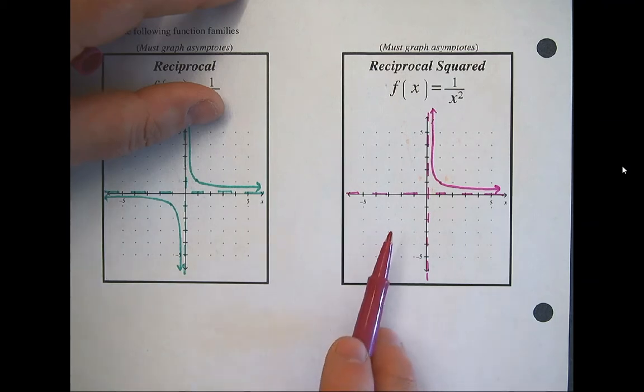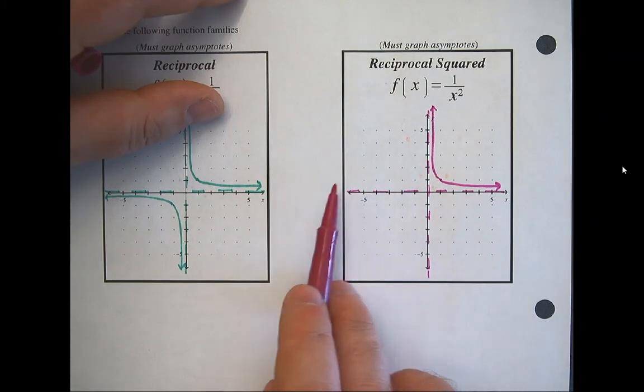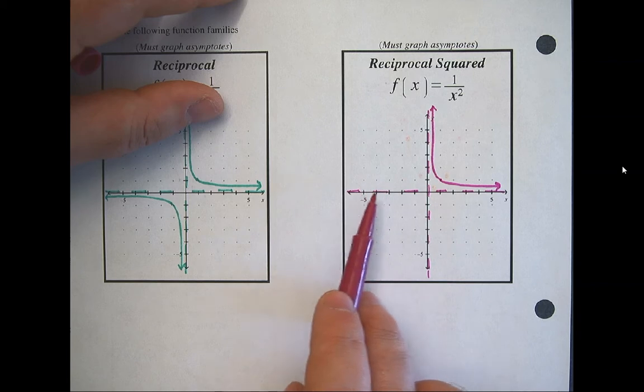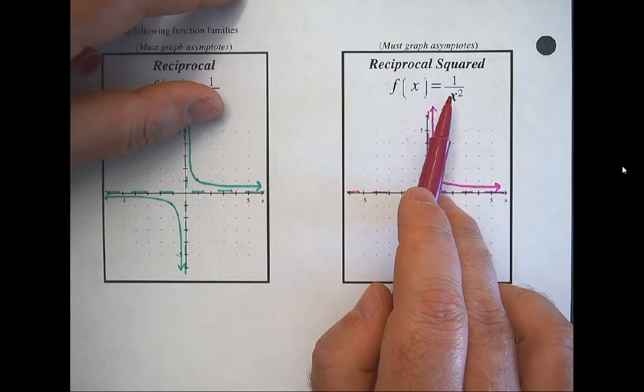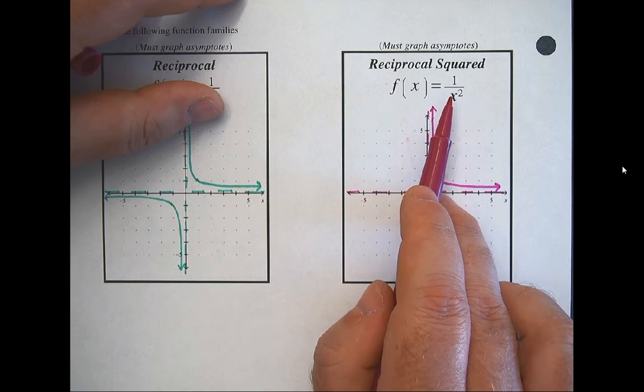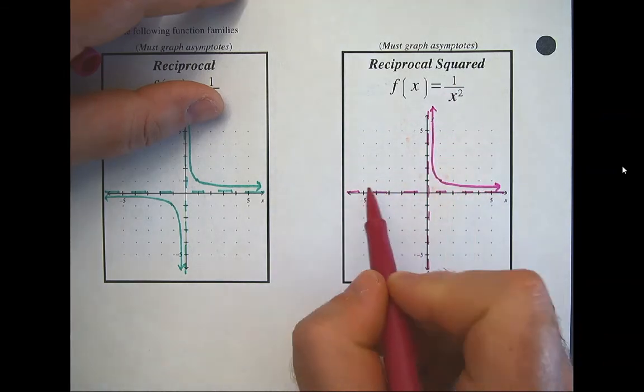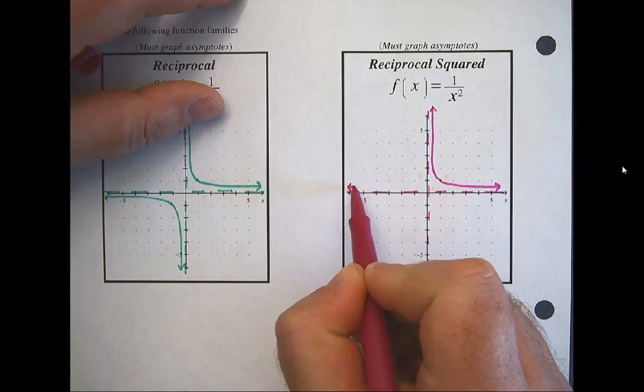Now, over here is where things get interesting. These are negatives. But when I plug those negative x values into this x, I'm going to square them. So what's a negative squared? That becomes a positive. So what's a positive divided by a positive? That's still positive.